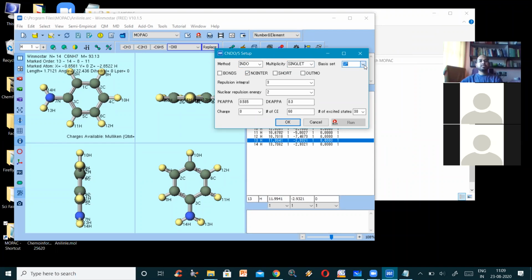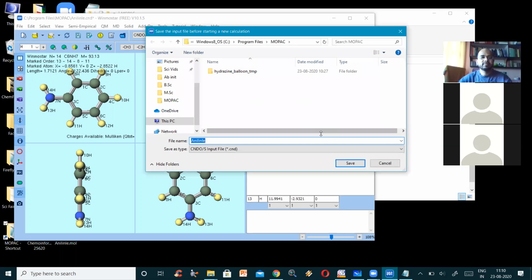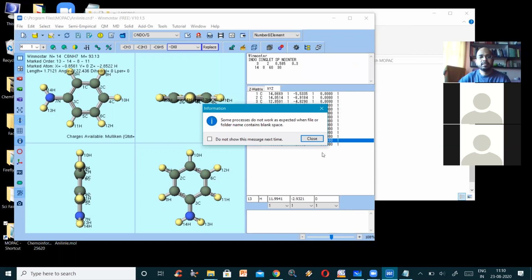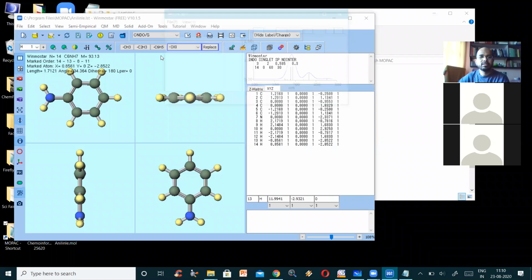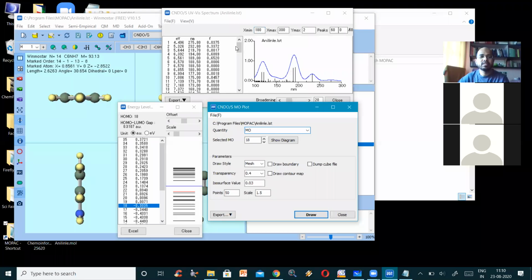Basis set is sp. You don't need d orbitals. D orbital properties, if you expect them from aniline, no. We expect only p orbitals. So I'll just stop with that. There's a keyword there. Repulsion integral and nuclear repulsion energy are by default. Now if I just click OK, it is calculating. Aniline. Okay, it says some process is not expected, but it has run. So here you can see what has happened to that run.